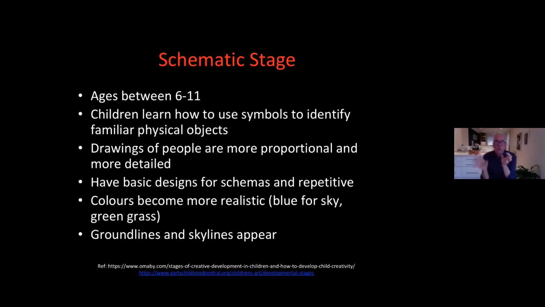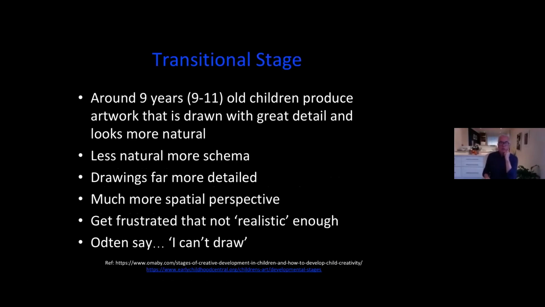So colours will become more realistic. They will actually choose blue for the sky, and they'll choose green for the grass, or they use yellow for the desert, or whatever it might be. And they have a ground line and a skyline to appear. I've got some examples I'm going to show you. The transitional stage is about 9 to 11, and their artworks become much more detailed.